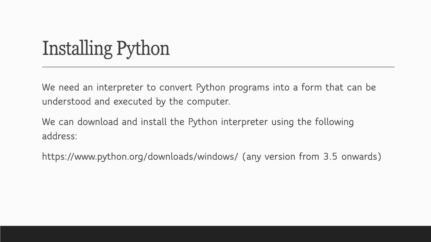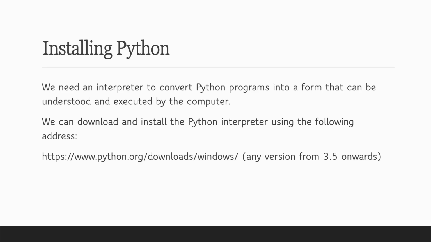Installing Python. To run Python programs, we need something called an interpreter. Think of the interpreter as a translator. It takes the instructions we write in Python and converts them into a form that the computer can understand and execute. The good news is that Python is free to use and very easy to install.